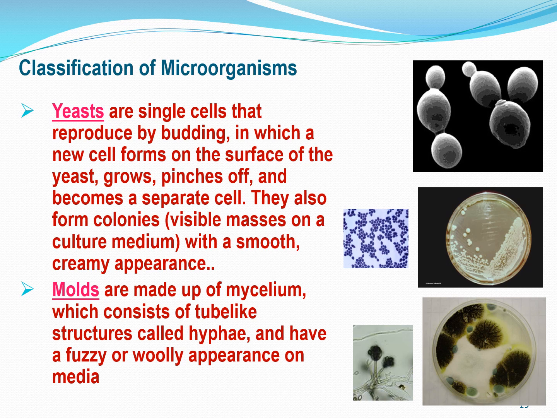Okay, that's yeast, right? And then down at the bottom, we're looking at molds. Molds are made up of mycelium, which consists of tube-like structures called hyphae and have a fuzzy or woolly appearance on the media. And you'll notice that in that bottom picture to the far right, it looks more fuzzy and woolly, right? Compared to that middle picture, in the middle over to the right, which looks very smooth and creamy.